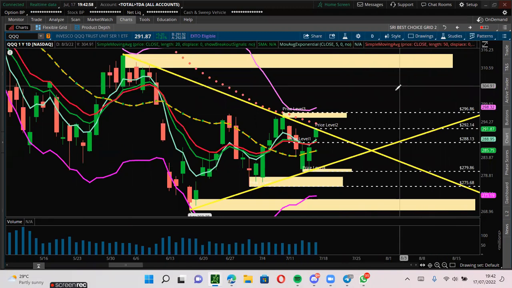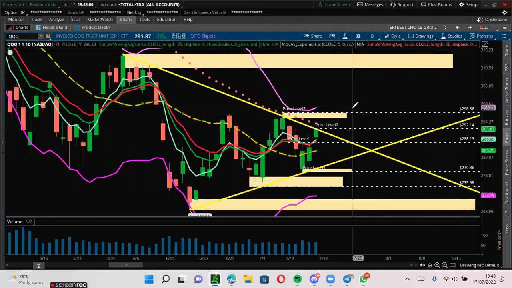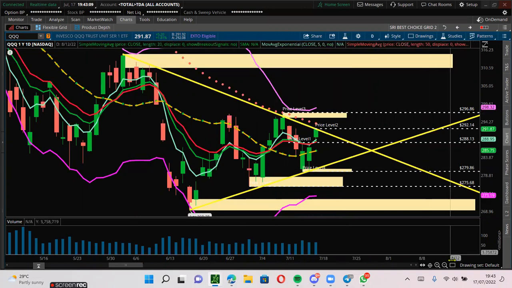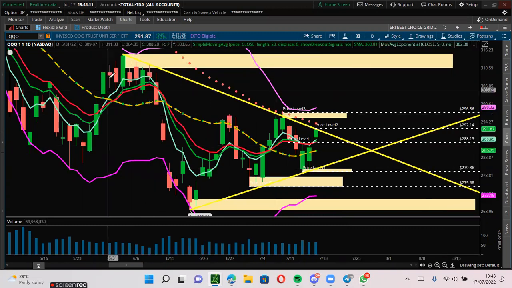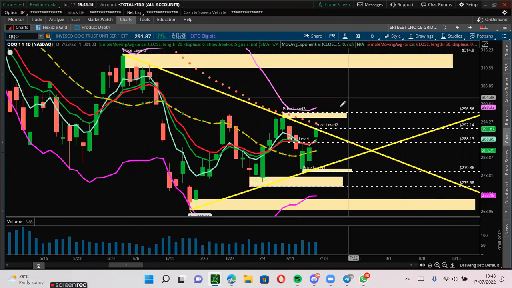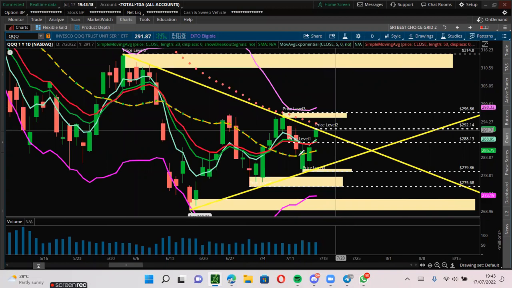These are the key levels for QQQ. The first resistance is 296. If you leave that, we are expecting 314. If all the tech earnings do good, we're expecting this level.